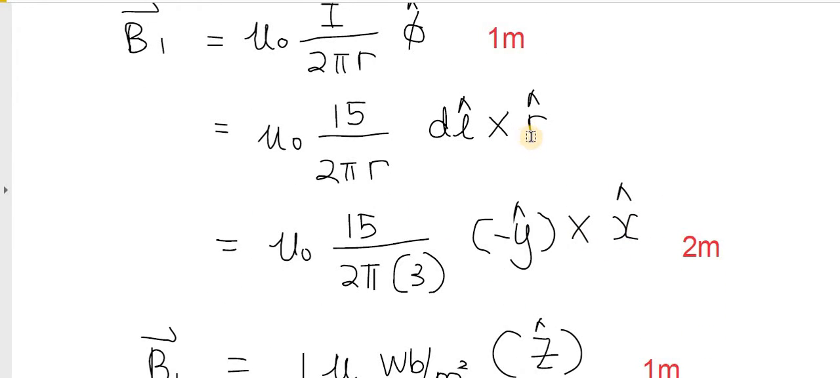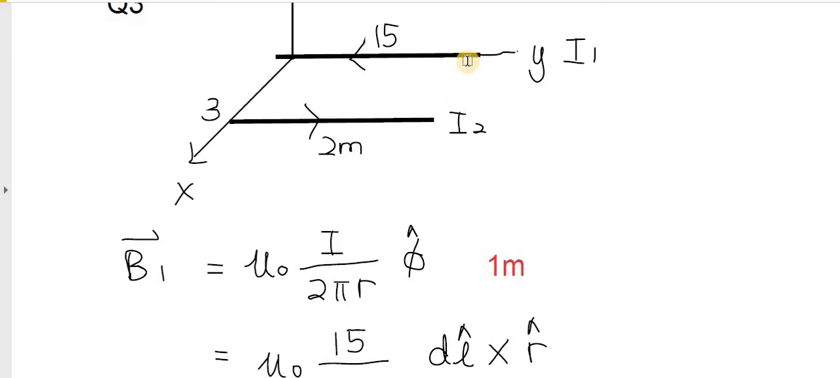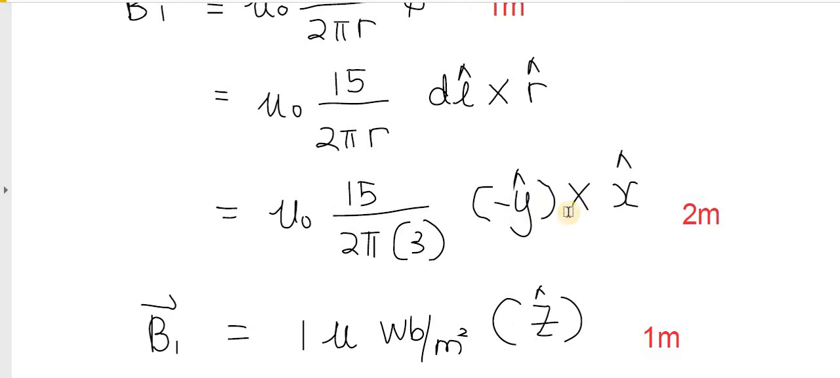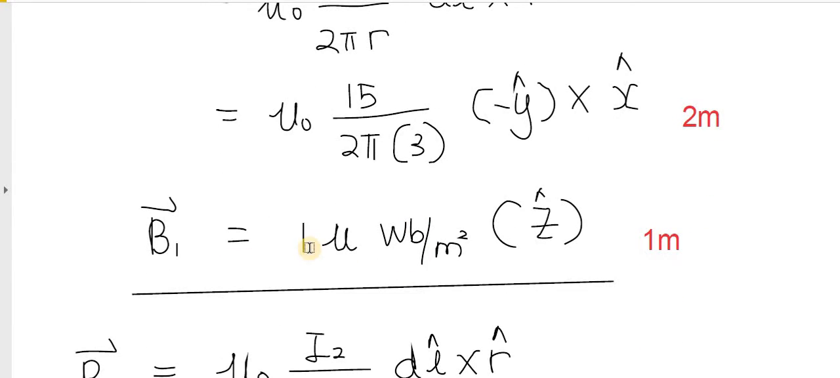Positive x here. And look here, dl represents the length of the current filament, which is in the negative y direction. And the distance, like I mentioned just now, between them is 3 units. So this is 1 micro Tesla, or Weber per meter squared, in the z direction. y cross x gives you negative z, so you have a negative here. So this is the magnetic flux density produced by I1.